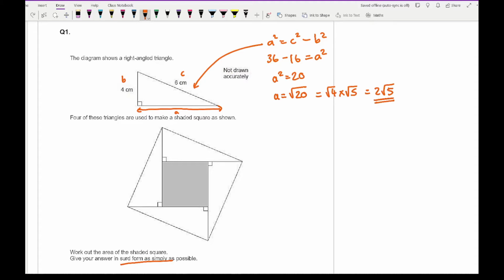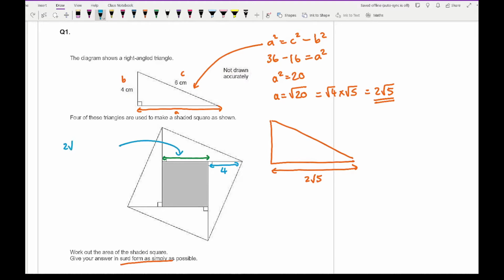So looking at this triangle here, if I look at this in its entirety, this whole length is 2 root 5. Now to work out the length of the square, this length here, I've got to take away what this length here is going to be, which looking at the above triangle, is going to be 4. So the length of the square is going to be 2 root 5 minus 4.